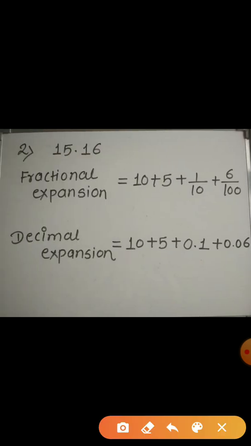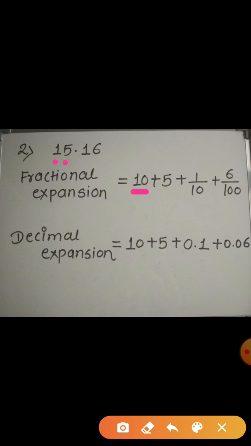Now see another example. The number given is 15.16, and we read this number as 15 and 16 hundredth. Now let us write down the fractional expansion first. Look at the digits given in the number. The first digit is 1, which comes at the tens place. It's 1 tens, and 1 tens we can write as 10.